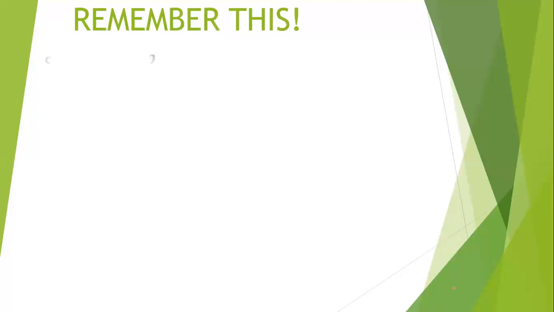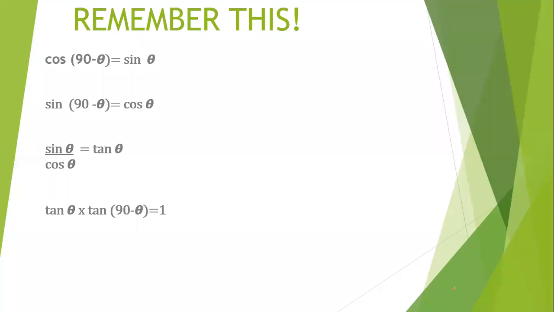Remember this. These all are the formulas that we need to remember. It will help us to solve the sum. Cos 90 minus theta is equal to sin theta. Sin 90 minus theta is equal to cos theta. Sin theta upon cos theta is equal to tan theta. Tan theta into tan 90 minus theta is equal to 1.